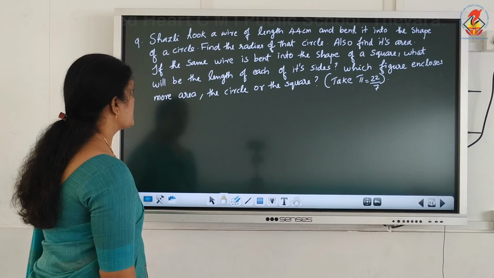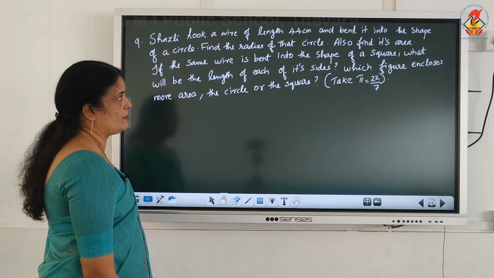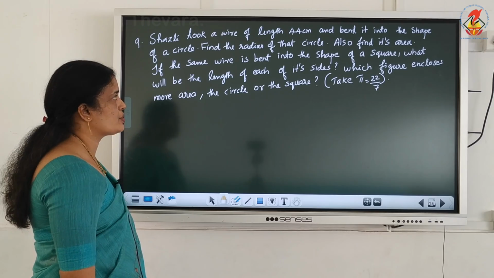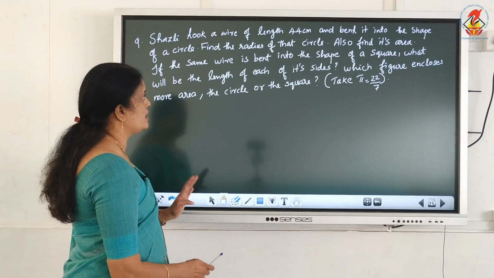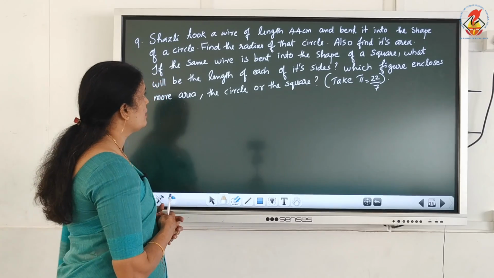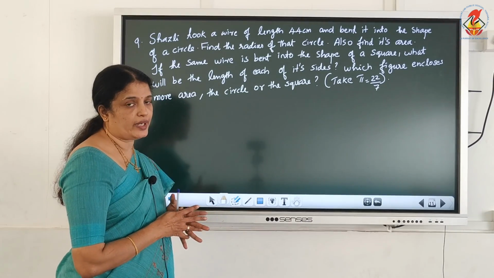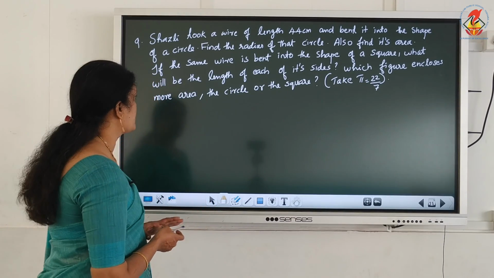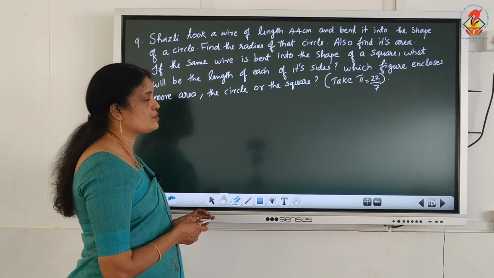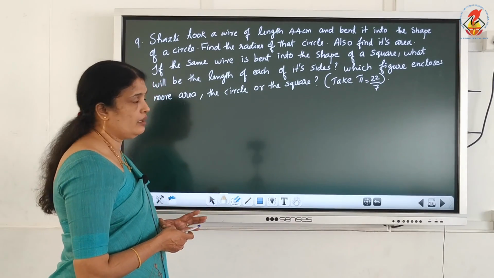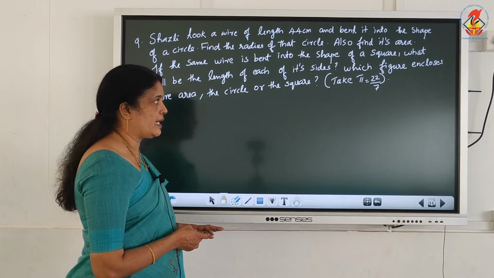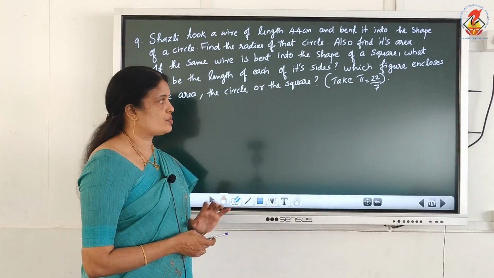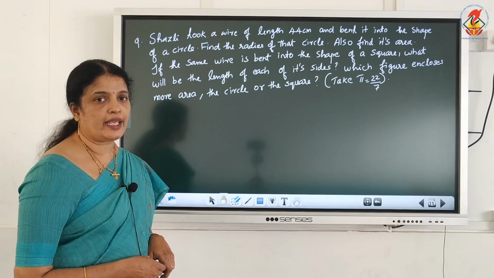Next, Shazli took a wire of length 44 centimeter and bent it into the shape of a circle. Using that wire, Shazli made a circle. That length is equal to 44 centimeter. Find the radius of that circle. Also find its area. If the same wire is bent into the shape of a square, what will be the length of each of its sides? Which figure encloses more area, the circle or the square? Take pi equal to 22 by 7.